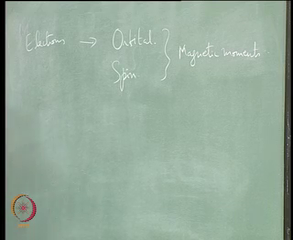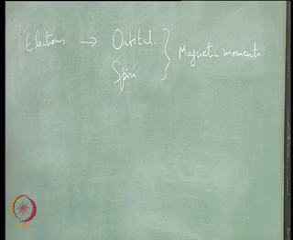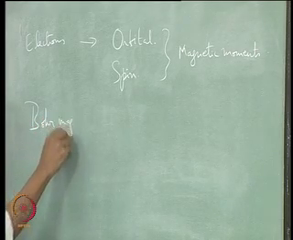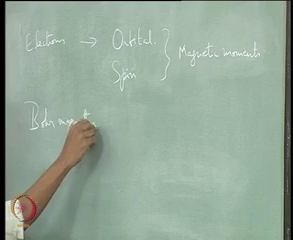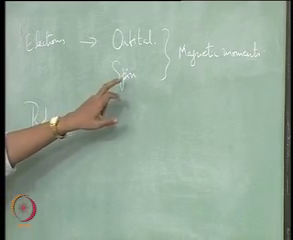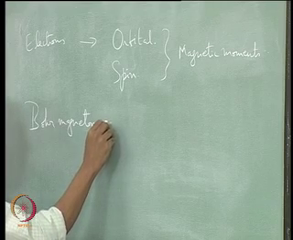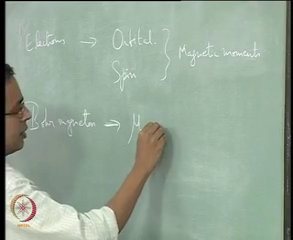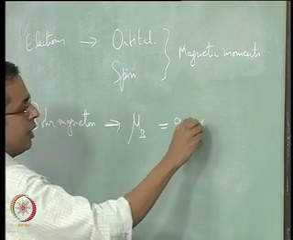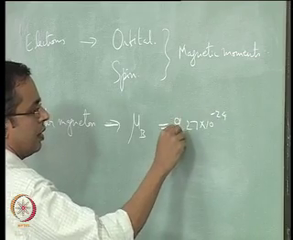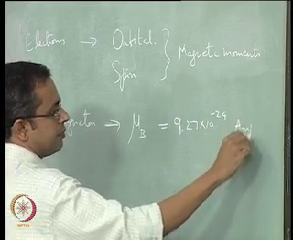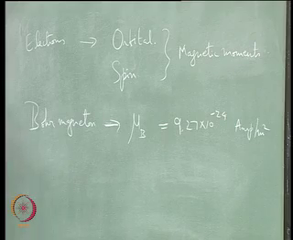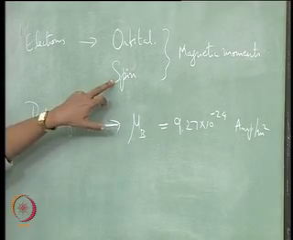Basically what we say is that we associate what is called a Bohr magneton as the most fundamental magnetic moment. It is associated with the spin of the electron, represented by mu b, and it is about 9.27 into 10 power minus 24 amperes per meter square. Okay, so that is the magnetic moment associated with the spin.